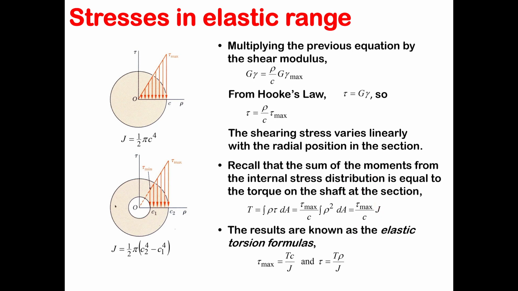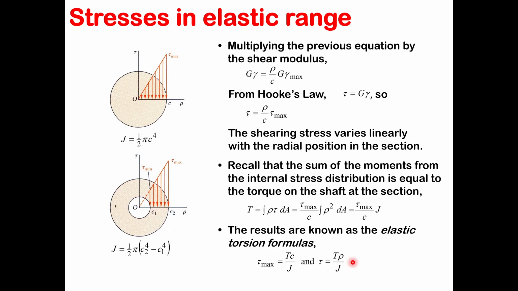So we have the results for the elastic torsion. We have the equations for the elastic torsion. Tau max is going to be Tc over J, and tau in general is going to be equal to T rho over J. Okay.